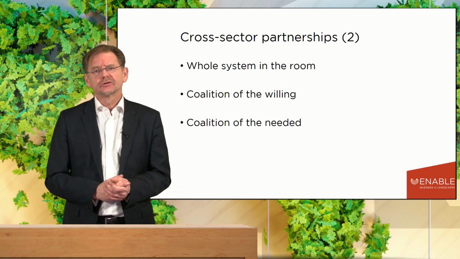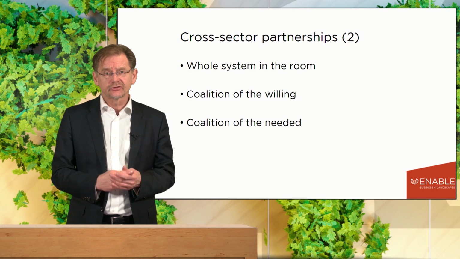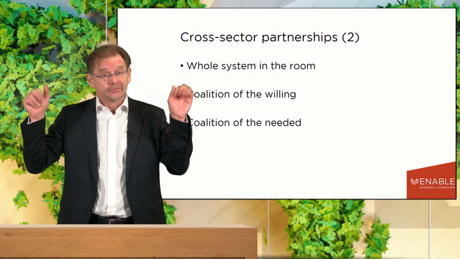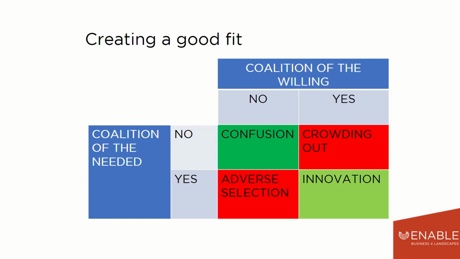Assessing and addressing wicked problems therefore requires the involvement of all responsible actors to form a coalition of the needed. A misalignment between coalitions can result in particularly unfit partnerships. In the top left green box, you can see what happens when the partners are neither willing nor needed. Confusion appears. What are we doing here?